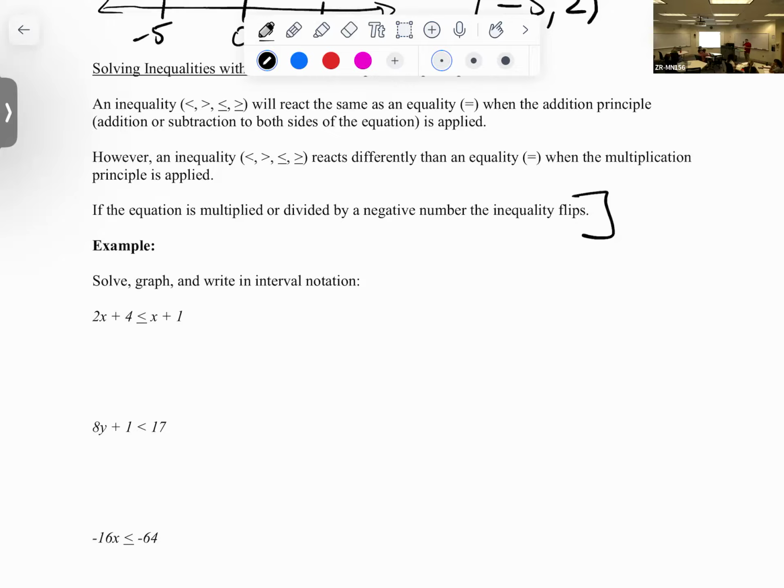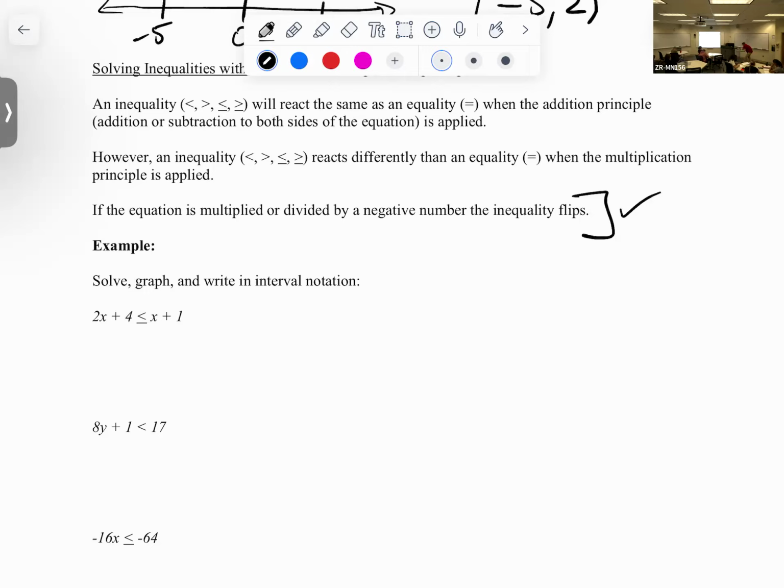If I add it to the other side and bring it back, but since we tend to like our variables on the left side and our numbers on the right side, that rule becomes the big one with inequalities. All right, so we have our little equation here. Other than that rule, everything is the same.